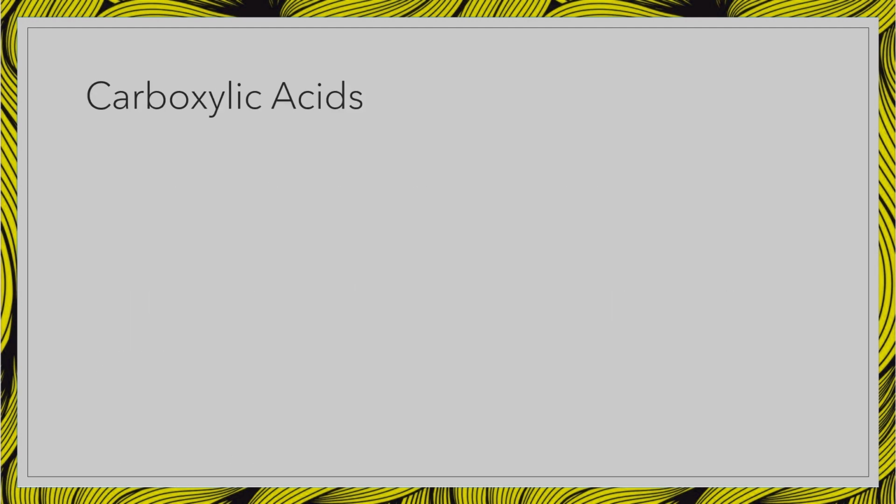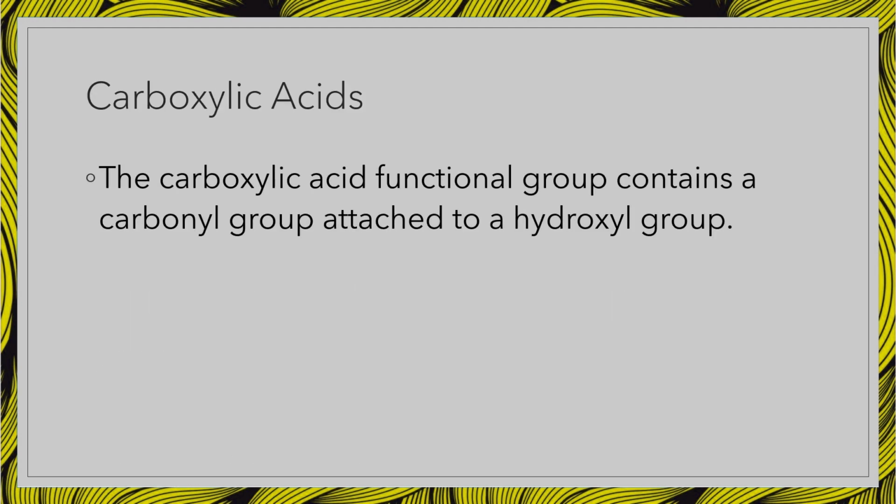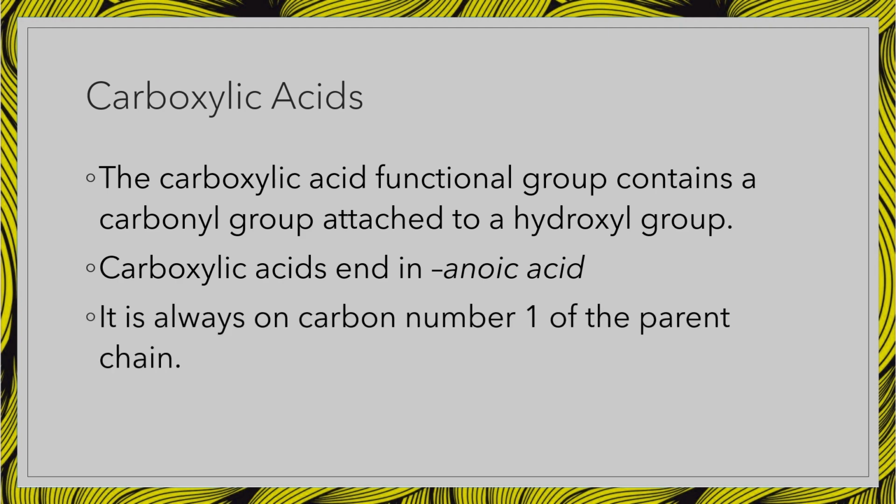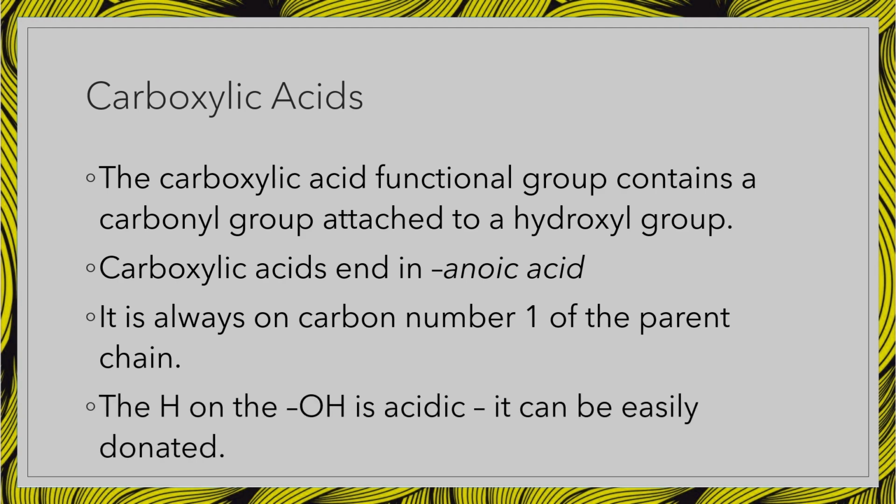So let's have a look at carboxylic acids. Carboxylic acid functional groups contain a carbonyl group as well as a hydroxyl group attached to the same carbon. It ends in anoic acid, so ethanoic acid, propanoic acid. It's always carbon number 1. Wherever that carboxylic acid is, that is carbon number 1.